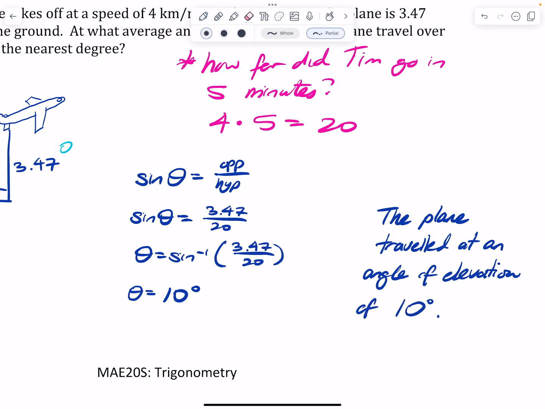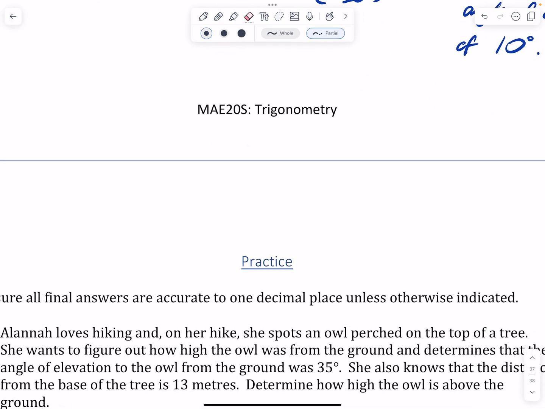Contextual situation, so contextual answer. And that is that. There is practice work, of course, for you to try. So try out that practice work. In the practice work, just make sure you go to 1 decimal place unless you're asked for something else. But our standard is going to be 1 decimal place unless otherwise indicated.